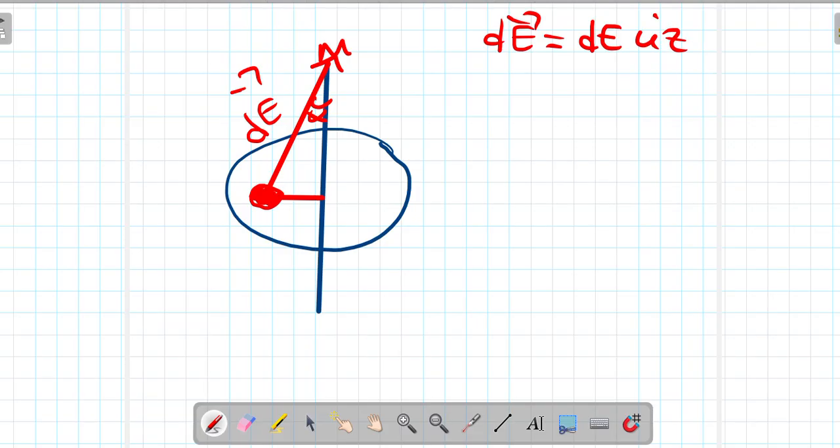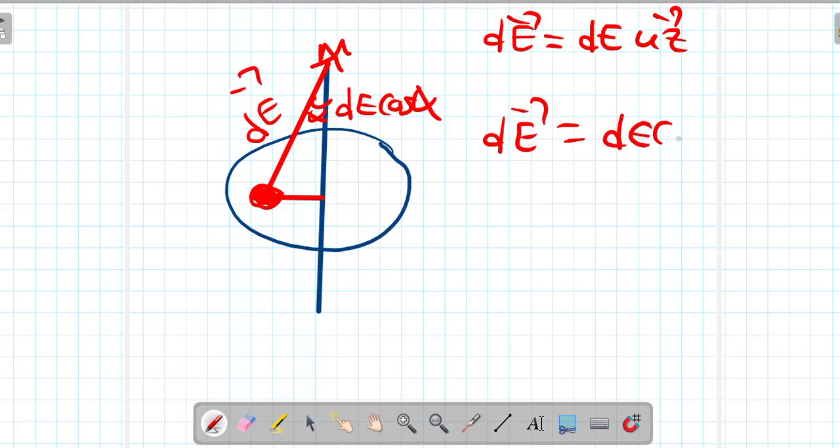Okay. So now, you only know the z direction. This is the z direction. So you only give me the component of dE in this direction. What component is adjacent to this angle? You say magnitude cos alpha, as simple as that. Then dE will be written as dE cos alpha uz.